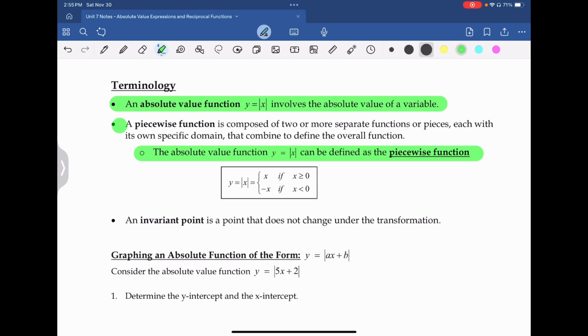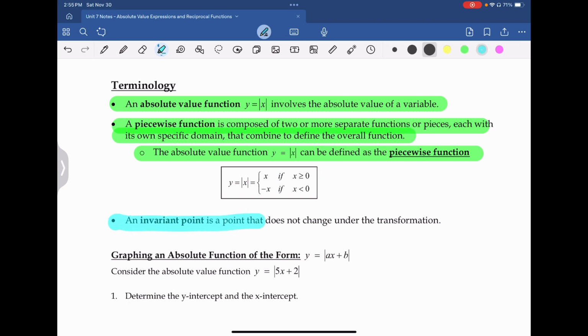We look at this and say, if it composes two or more separate pieces with their own specific domain and range for the overall function, then on our formula sheet, the generic form is just that if we have the absolute of some basic x, we can separate it into those two different components. But again, it depends on the problem given.